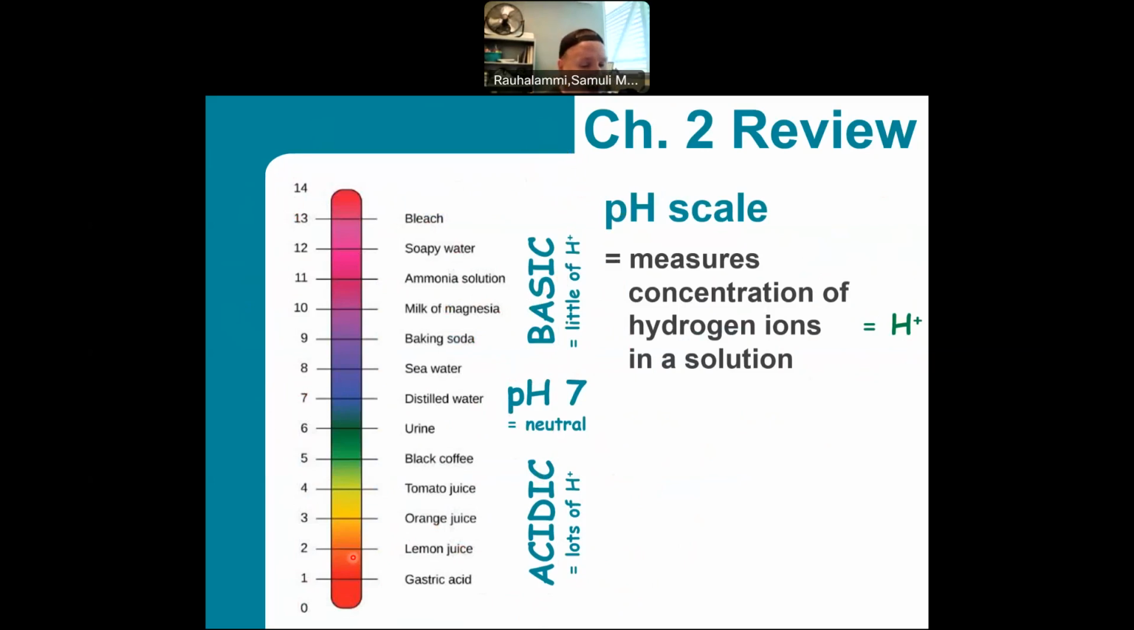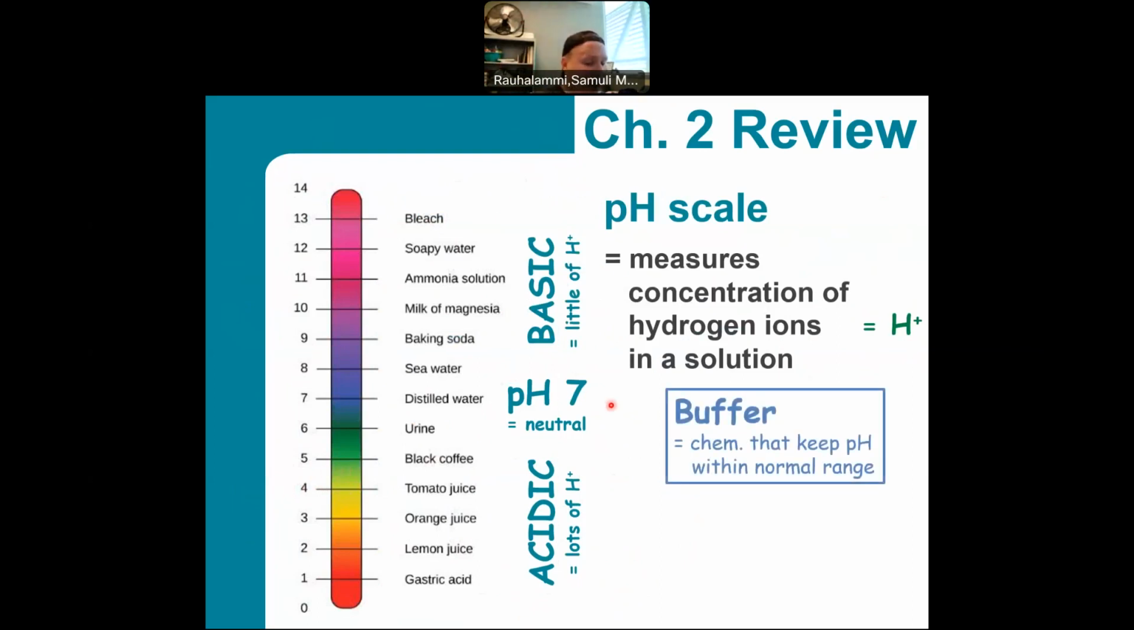I do want to point out that the pH scale is not actually directly proportional, so you can't say that pH 8 has twice the hydrogen ions in comparison to, for example, pH 4. That is not how it works because it is actually a logarithmic scale. So it's not directly proportional.